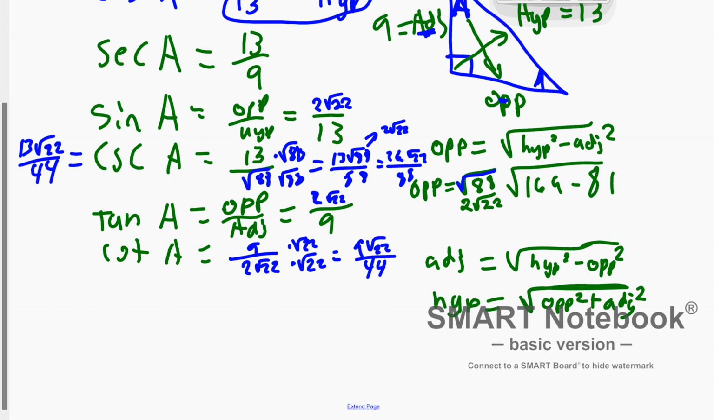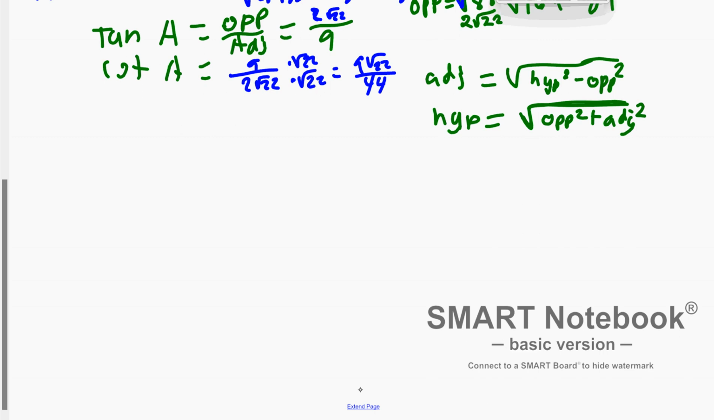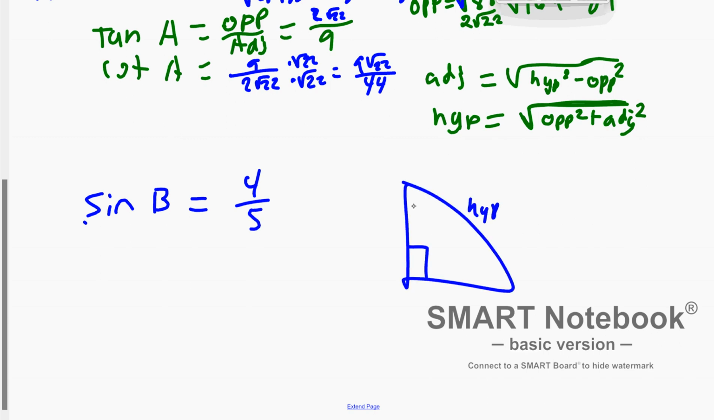If you need another example, here is another example for you. You can try it on your own. Sine of b equals, here's an easier one, 4 over 5. Okay, so you draw a triangle, label your hypotenuse, and then pick, you want that to be b or you want that to be b. It really doesn't matter. And then go ahead and find out those 6 trig functions.